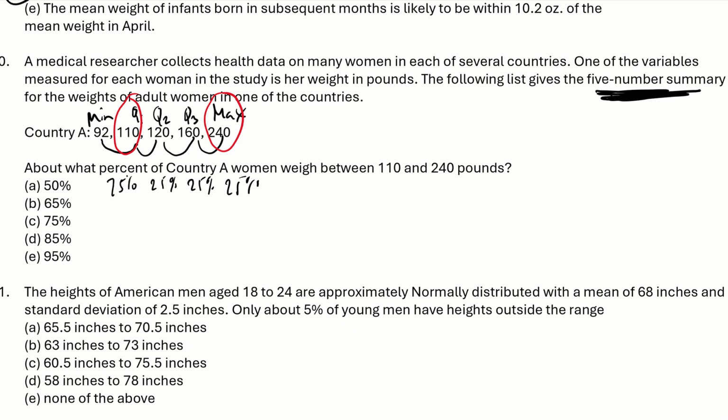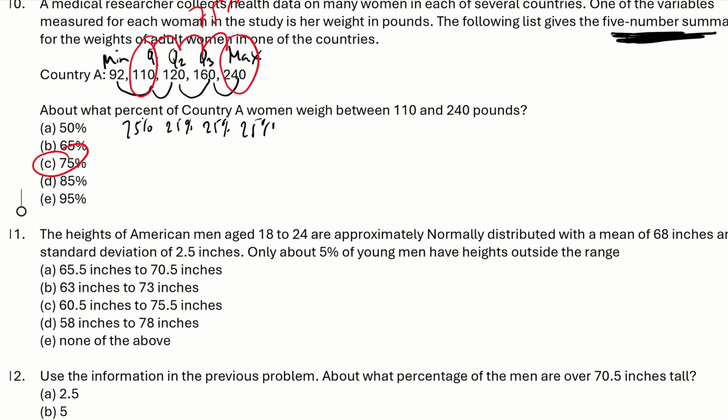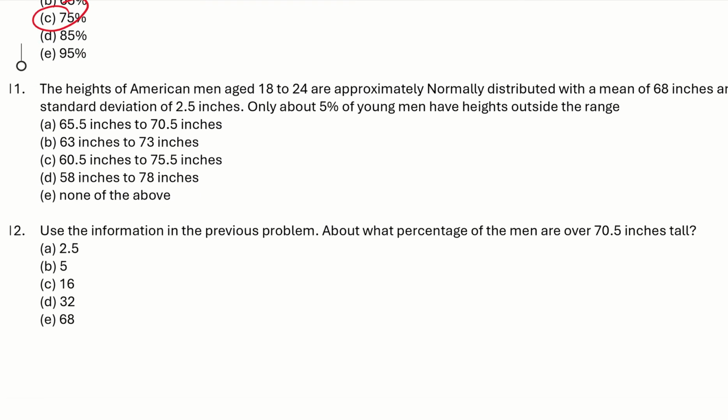Well, if I count that, from here to here is 25, 25, 25. That's a total of 75%. So 75 between those two. Okay, so the answer is C. All right, that's all there is to it. It's just knowing how to deal with box plots and 5-number summaries.